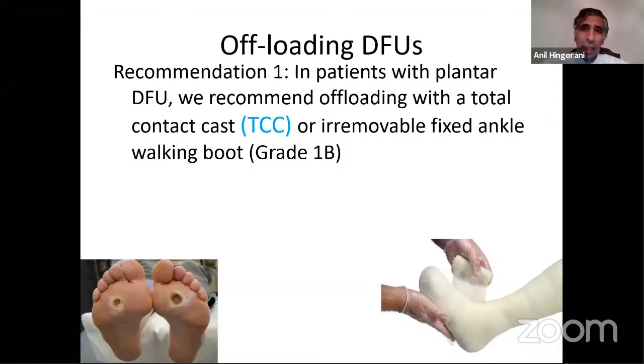One of the highest level of recommendations that we had based upon randomized prospective data was that for patients with plantar diabetic foot wounds, we recommended offloading using the total contact cast. Why is this so important? Well, first, we have randomized prospective data comparing this to other types of offloading, and the results were excellent. And more importantly, it's one of the least used types of care for these patients, with the maximum benefit.